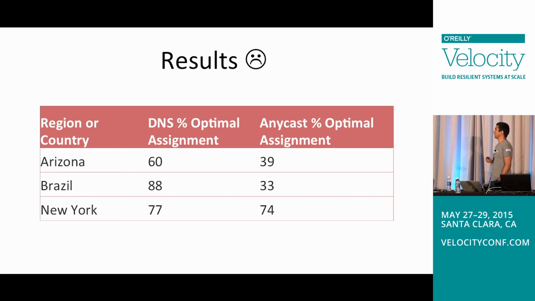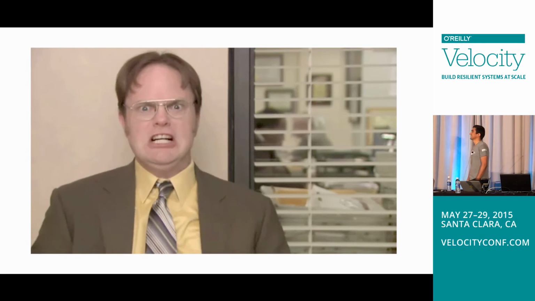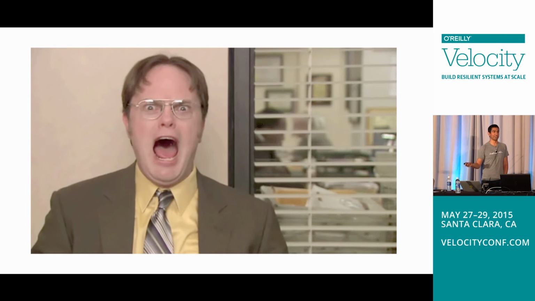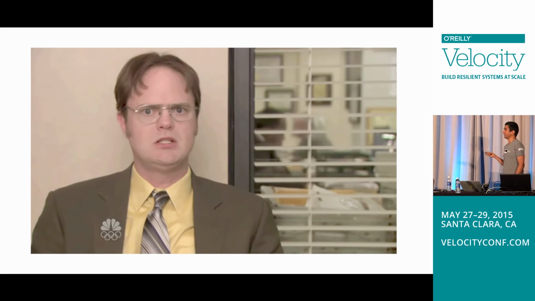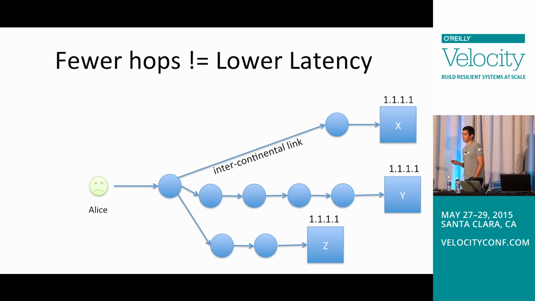Of course, there is a plot twist. There were some cases where things were really, really bad. For example, Brazil, through DNS, was 88% optimal assignment before, but with Anycast, it dropped to 33%. Similarly, Arizona and New York had the same issues. It's one of those days when you feel like nothing is going for you. This is how I felt when I figured out the problem. That's okay. Let's figure out what the problem is, let's dig deeper.